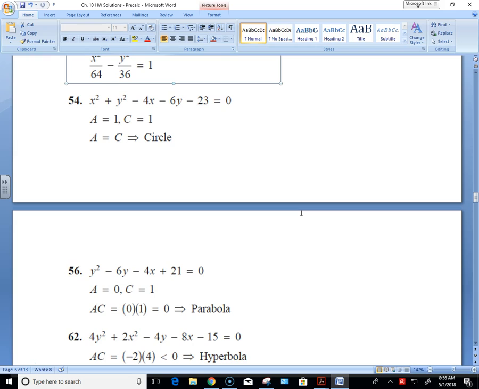How can you guys tell just by looking at it without doing tons of work? Both are squared, not a parabola. There's a plus, not a hyperbola. You guys see what I'm doing? So how did I rule out parabola? Both are squared. Parabolas only have one that's squared, right? Okay, so not a parabola.